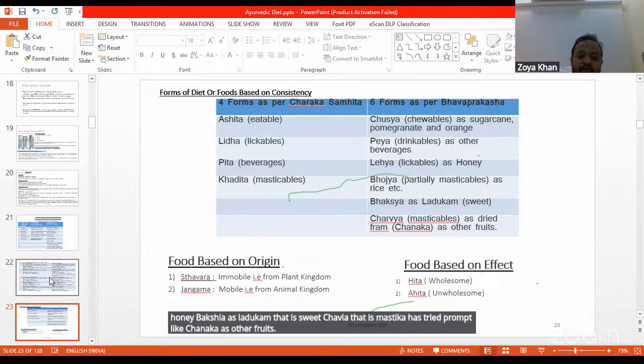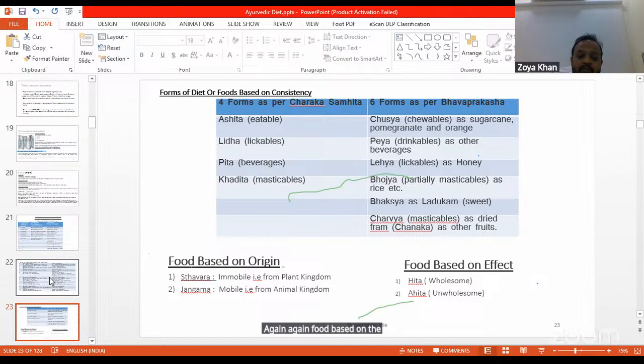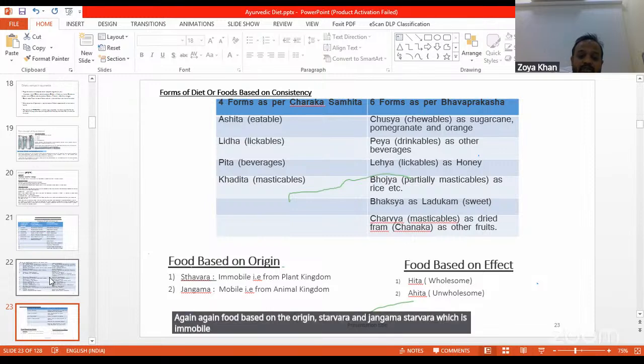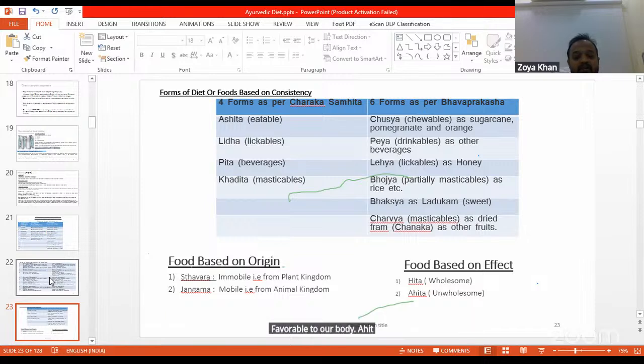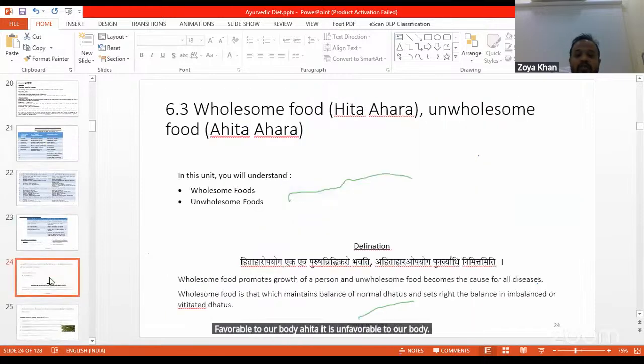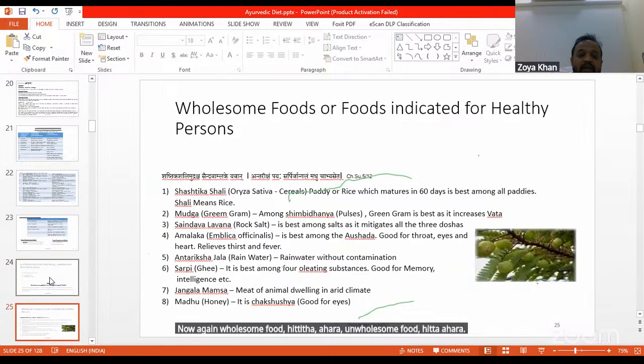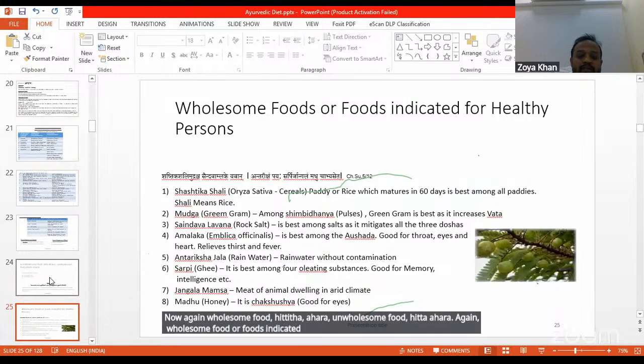Again, food based on the origin: Stavara and Jangama. Stavara, which is immobile, like the plant kingdom. Jangama is mobile, like the animal kingdom. Now, food based on the effect. Effect is hita and ahita. Hita means wholesome, which is favorable to our body. Ahita is unfavorable to our body. Now again, wholesome food, hita ahara, unwholesome food, ahita ahara. Wholesome foods are those indicated for healthy persons.